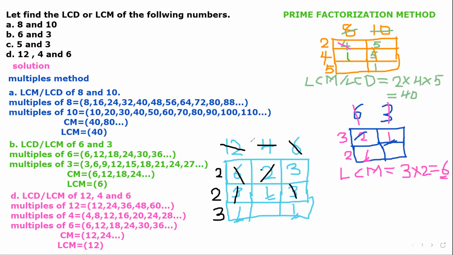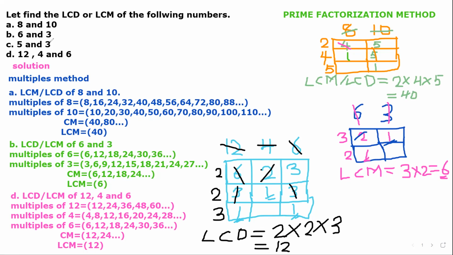So the main motive for using this prime factorization method is to reduce the numbers to 1. Okay. Therefore, the LCD is the numbers that help us to reduce these numbers here. So that is the 2 times 2 times 3. Okay. 2 times 2 is 4. 4 times 3 is 12. So here is 12. Okay. Good.